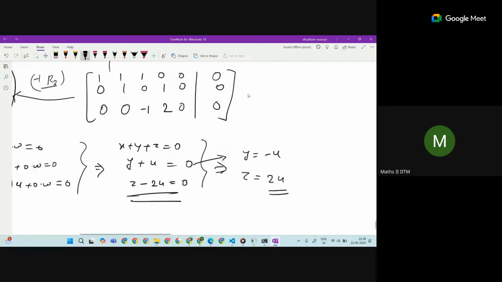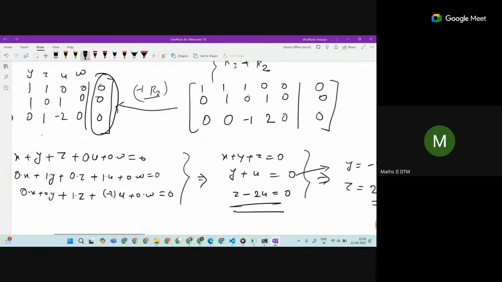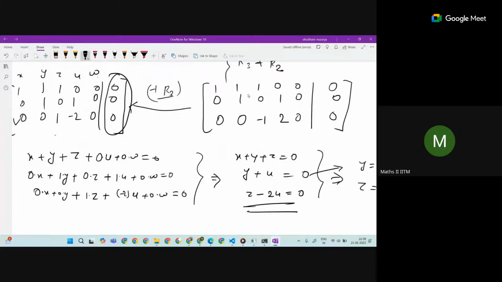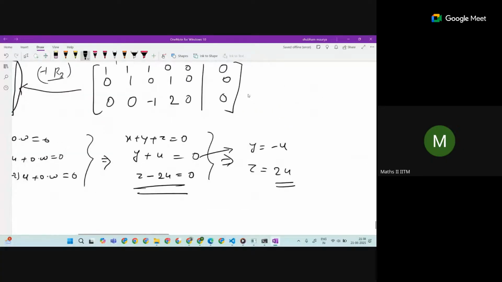Is it? Yeah, I think so. Because in the w column, the entries are 0 everywhere, so w is not appearing anywhere. Means w is also a free variable.